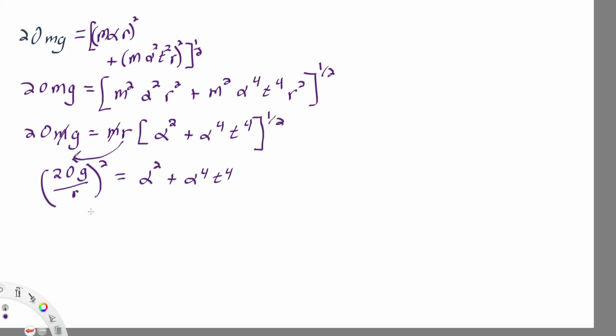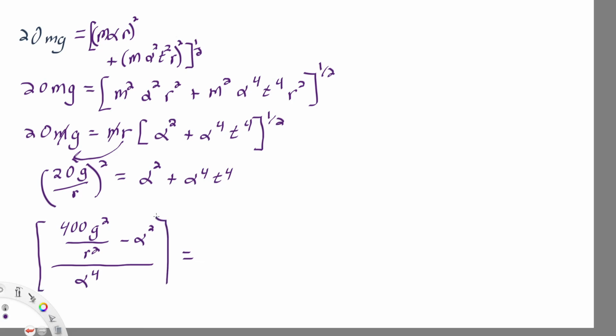And then the algebra from here is pretty simple. We're going to subtract an alpha squared from both sides and then divide by alpha to the fourth. And also I'm going to expand this square that's on the left over here. So we have 400 g squared over r squared minus alpha squared all over alpha to the fourth. And on the other side of the equation is going to be a t to the fourth. So actually I'm just going to take this whole thing and fourth root it. There we go.